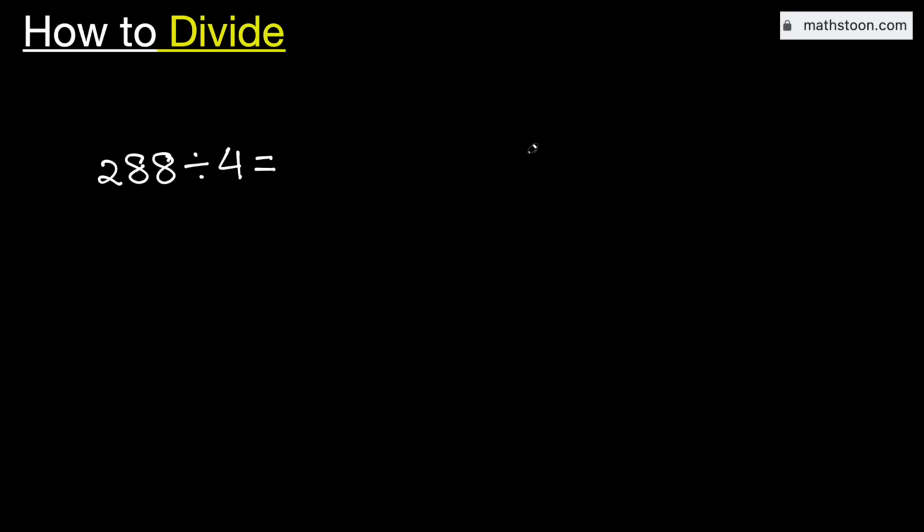Let's learn how to divide the number 288 by 4 using the long division method. See that this number 2 is less than 4. So we consider the two digits, that is the number 28. We know that 4 times 7 is 28. If we subtract, we get a 0.